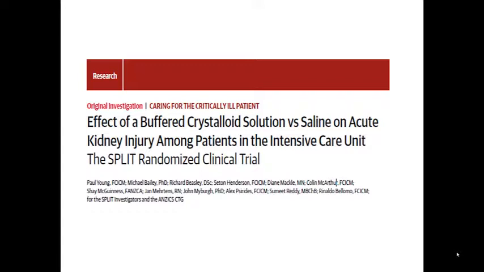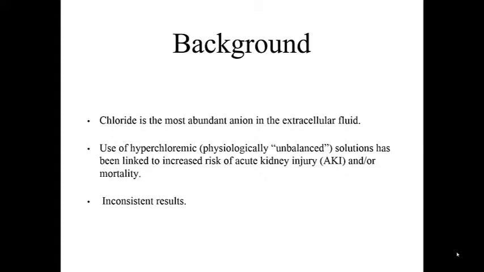There has been discussion for a while that chloride-rich fluid is associated with hyperchloremic metabolic acidosis and also AKI as well as mortality. But those things were proven only by observational studies and animal studies. This study presents a landmark trial regarding this. So a little background about the chloride.